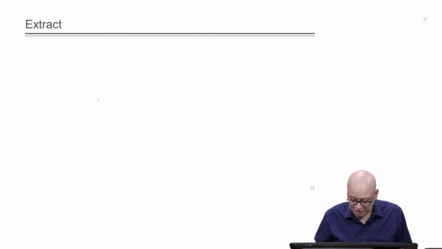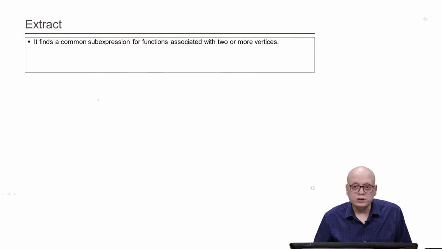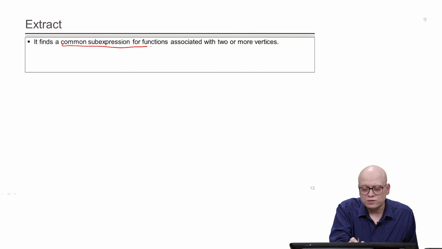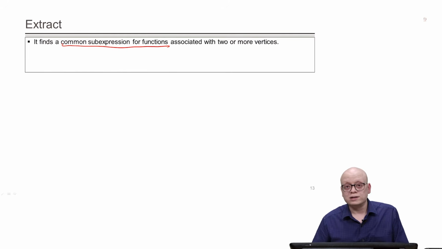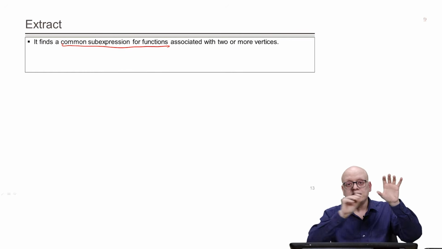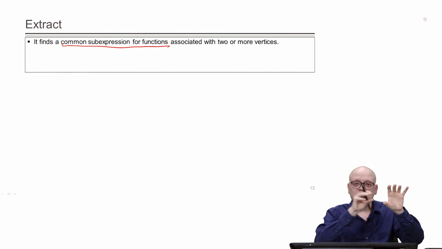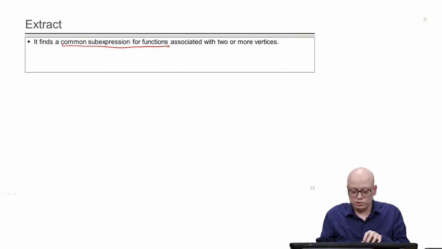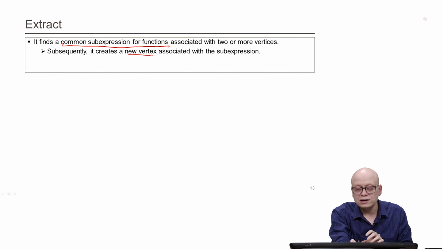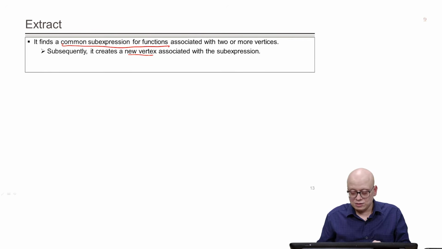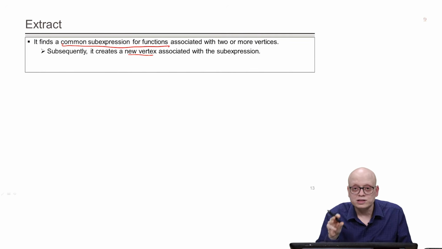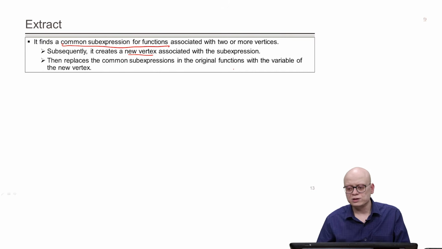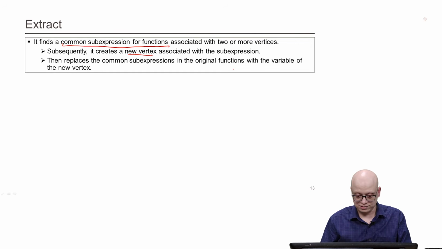The other type of transformation is extract. So what do we do in extract? Extract finds a common sub-expression for functions associated with 2 or more vertices. So there are multiple vertices, and if there is some function which is common in this vertex and in the other vertex also, then we extract that out, create a new vertex for that, and then replace the common sub-expressions in the original functions with the variable of the new vertex.